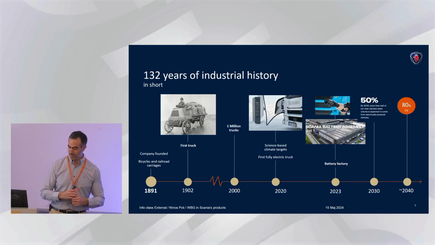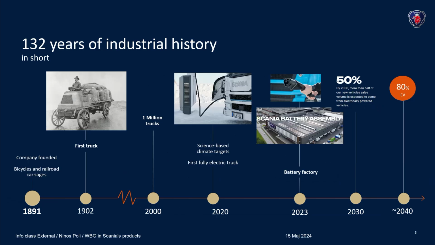Scania has a long history. I will not go into all the milestones, just a couple of them. It was founded in 1891. We were producing bicycles and railroad carriages. So it's pretty funny that we start with bicycles and then 130, 140 years later we have a battery factory.